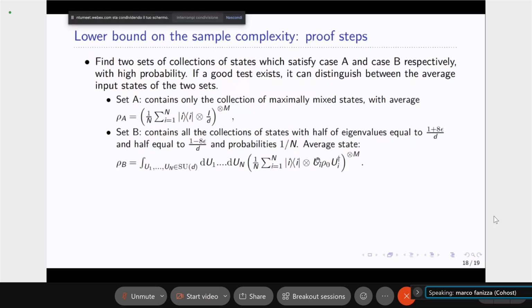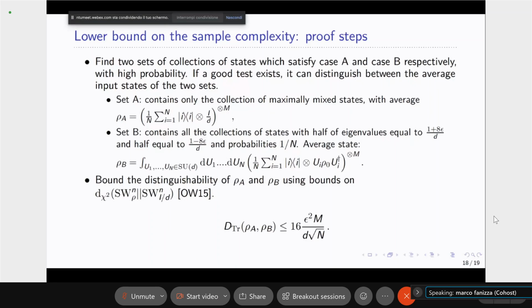So the average state in this case is given by this rho B, where the average is done over the Haar measure of SU(d), and each state of the collection is obtained by applying a random unitary to rho 0, which is a state with the spectrum that we desire. And it can be verified that these states with this probability distribution associated to the collection satisfy case B with high probability.